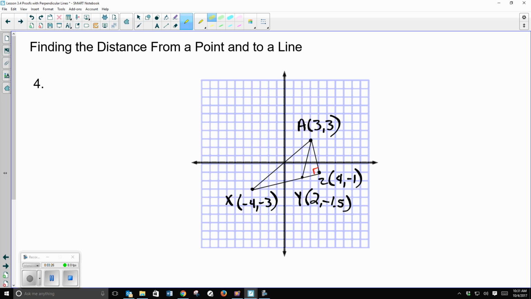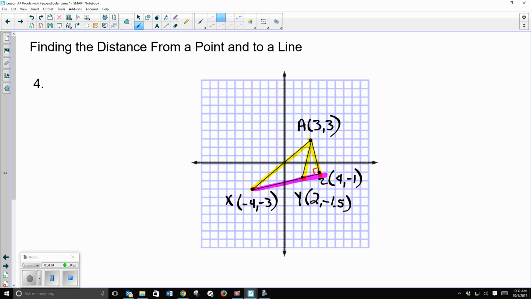So from point A to XZ, we have 3 segments drawn. We have this segment, we have this segment, and we have this segment. We have to choose the correct segment to take the measure of so that we know the distance from point A to segment XZ, which is this segment. So what you want to do is pick the segment that's perpendicular to that. So from A to Z is the perpendicular distance from point A to segment XZ.